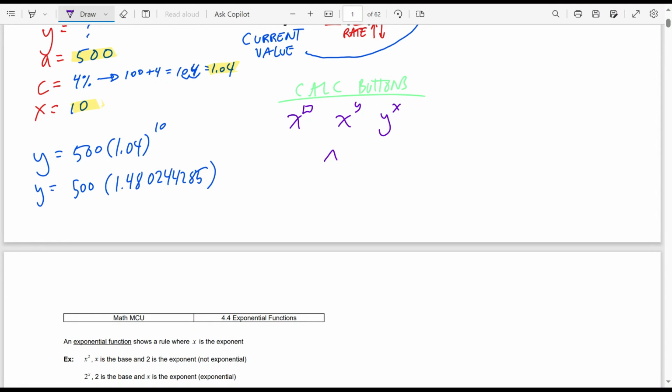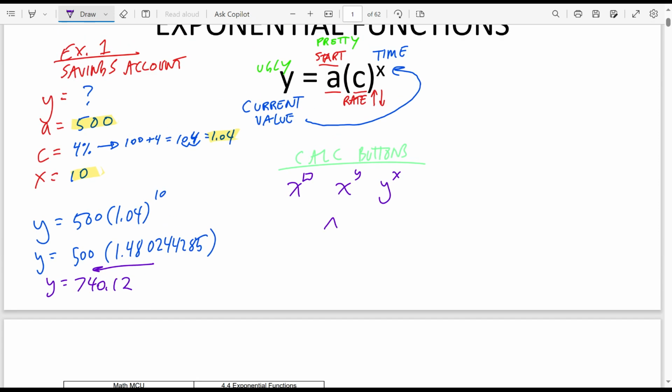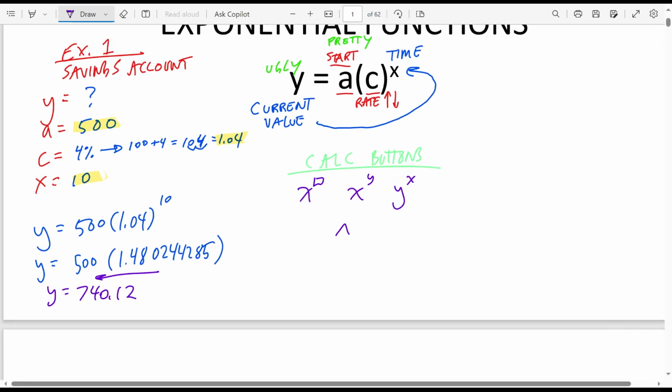Okay. So then now I just multiply that by the 500. So essentially you calculate like going this way. Y is equal to $740.12. Now, I am always going to write out dollars and cents when it comes to money. And then in population, I'm always going to round it down. We'll talk about that a little bit later. So any questions on savings account, what just happened, finding of the C, all that stuff?